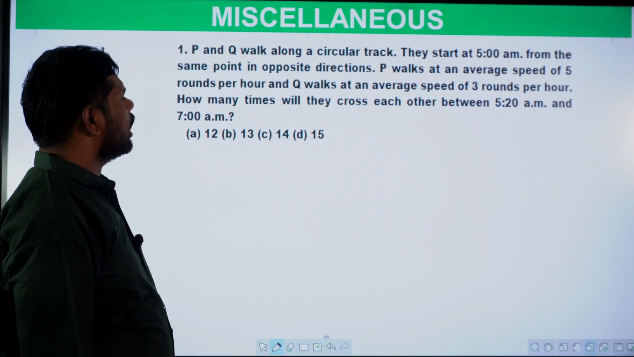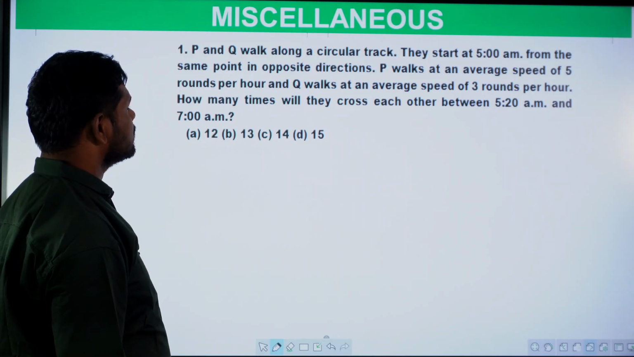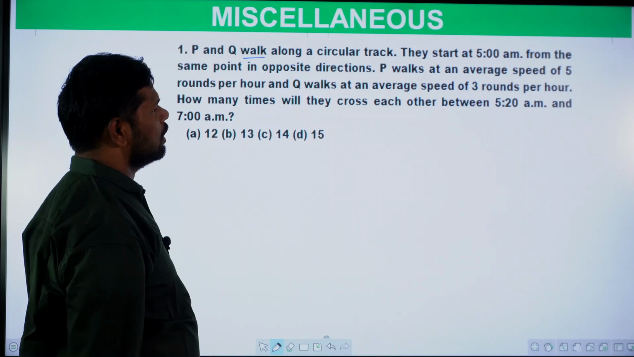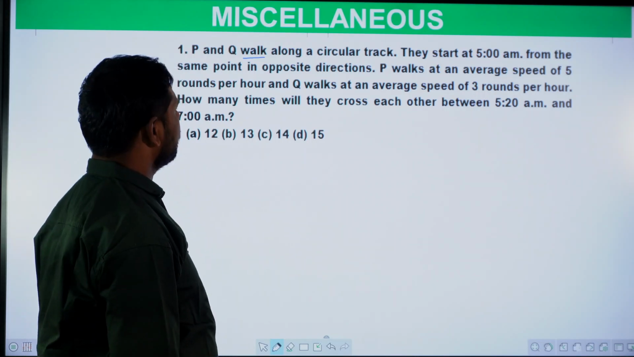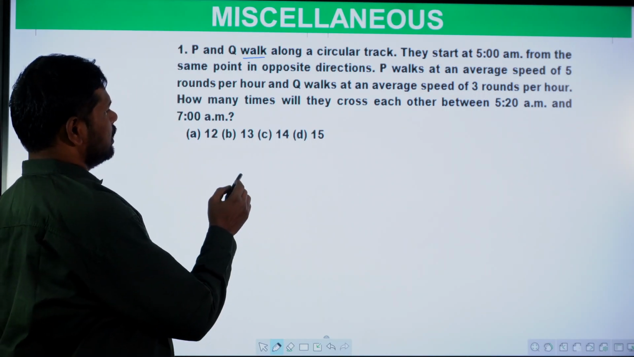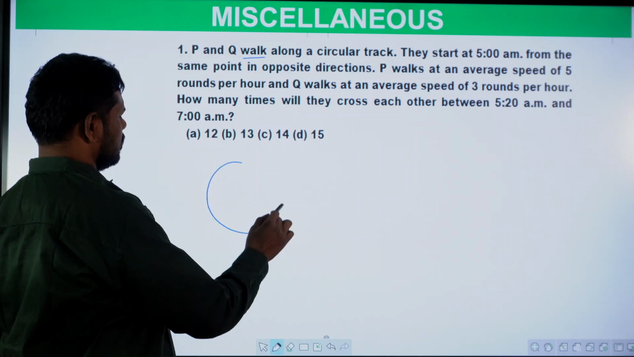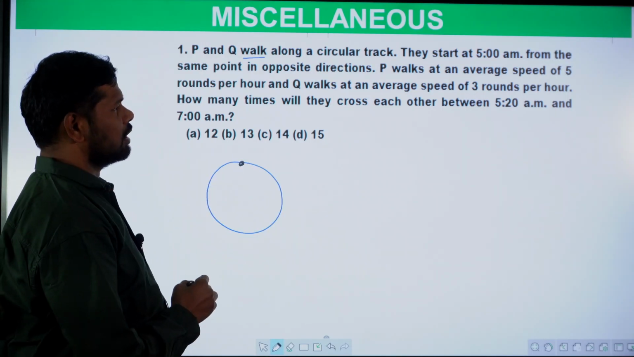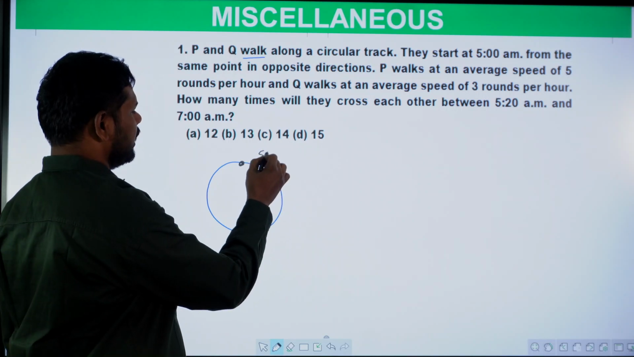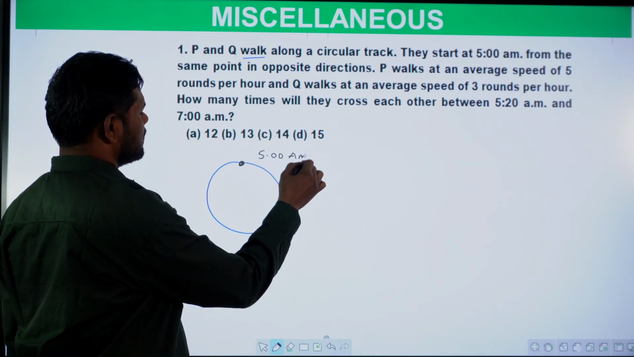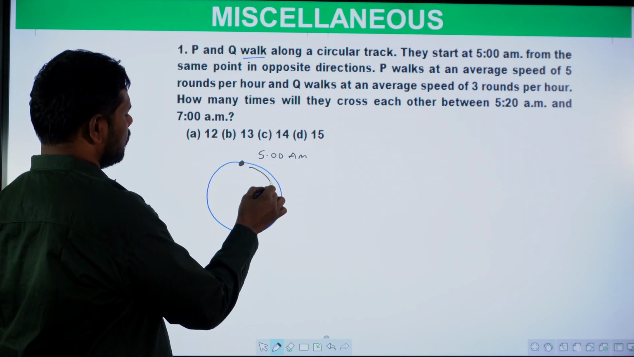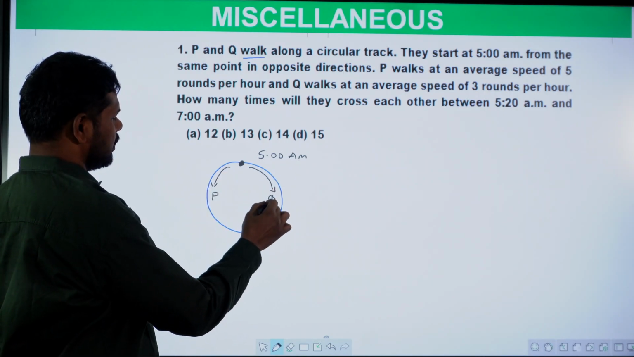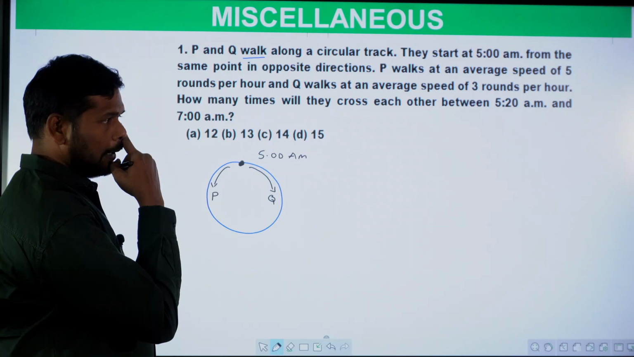P and Q walk along a circular track. They started at 5 a.m. from the same point in opposite directions. So P and Q both start along a circular track at 5 a.m. from the same point in opposite directions. One goes this side, the other goes the other side. Suppose this is P, then this is Q.